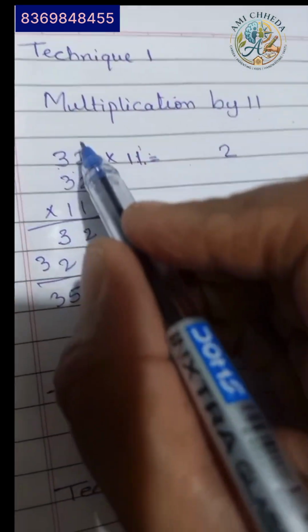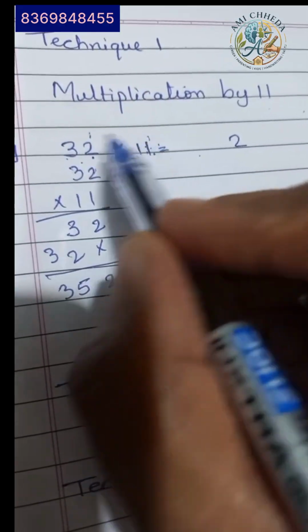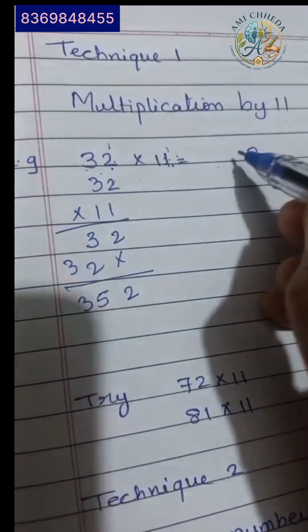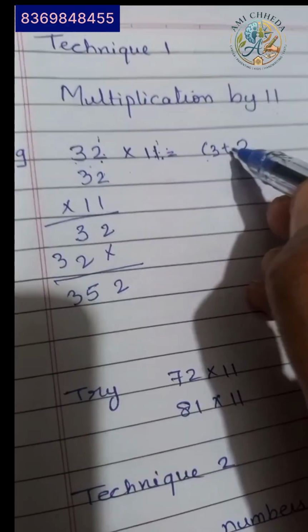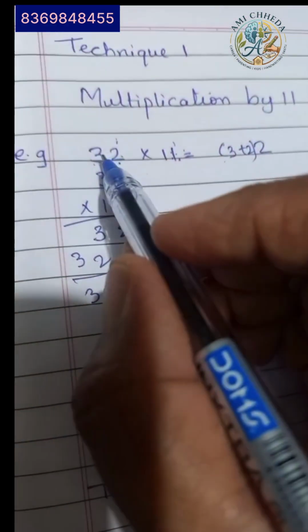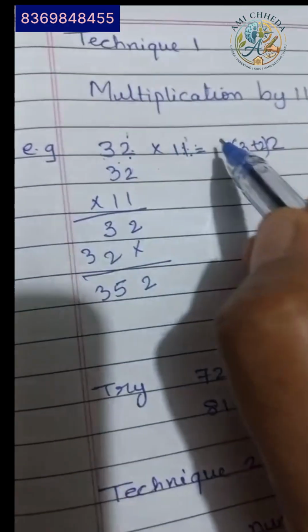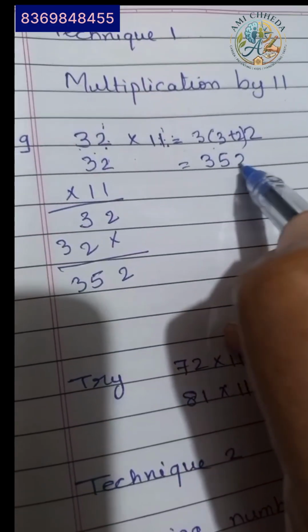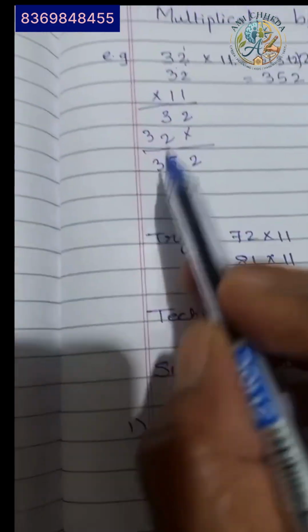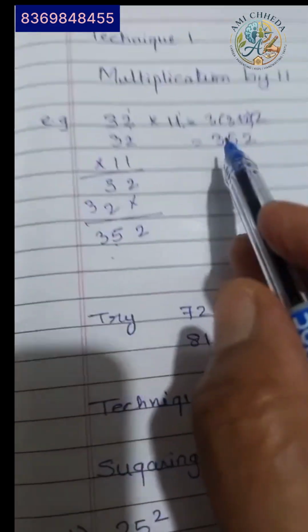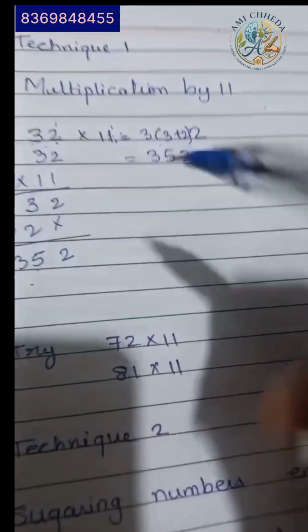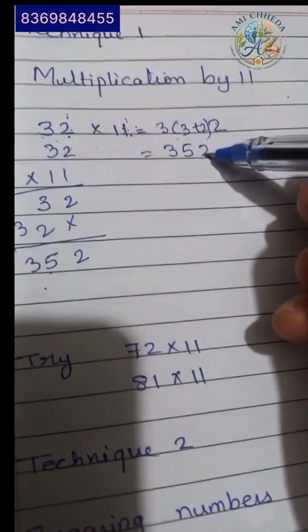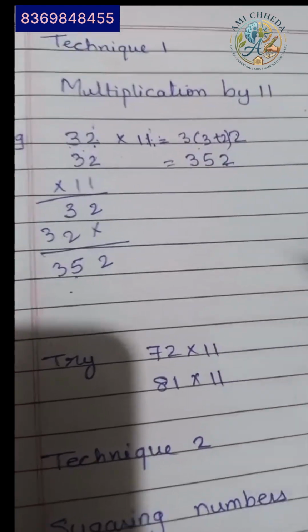Now whatever two digit number you are multiplying by 11, write the sum of its digits, that is 3 plus 2, and then the digit in the tens place itself, that is 3. So the answer we will get is 352. The same answer we got when we multiplied it like this. I have shown you the steps, so it took two steps. Otherwise, in one step also we can do it.